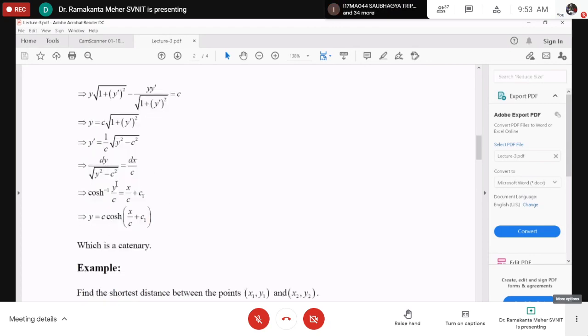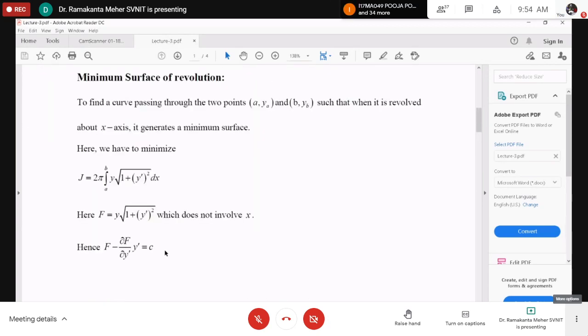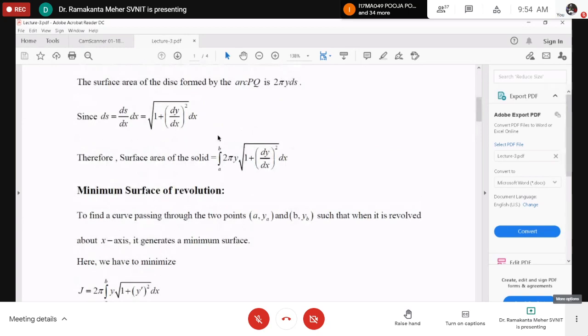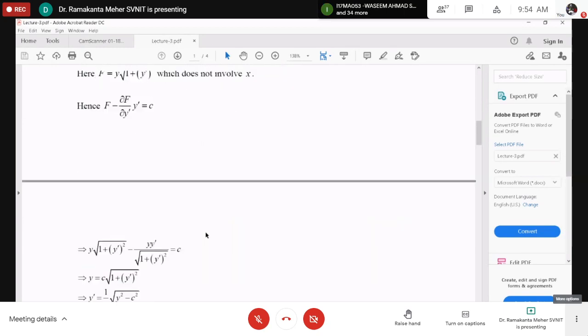Upon taking the integration on both sides, we can find cos hyperbolic inverse of y by c equal to x by c plus c1. And the value of y, that is c cos hyperbolic x by c plus c1, which is a catenary. That means if we minimize the surface of revolution, we can get a curve that looks like a catenary.